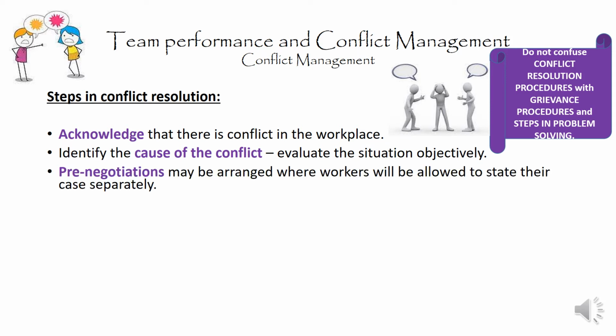Right, we can arrange pre-negotiations where the workers will be allowed to state their case separately. Obviously, we have a situation where 2 or 3 or 5 or 20 workers are in a conflict situation, right? So those people involved in the conflict situation, as the manager or the person that is now resolving this conflict, we have to organize pre-negotiations. We get everybody together, all the conflicting parties together, and each person will be allowed to state their case separately. All right, because obviously we need to get different sides of the story.